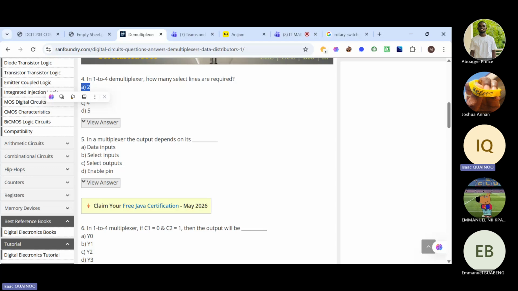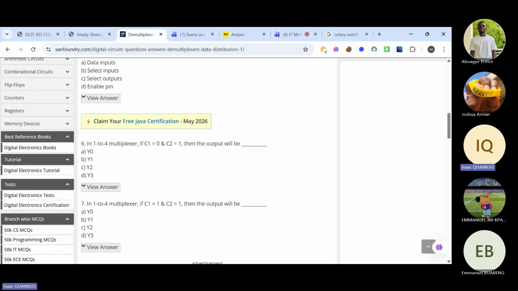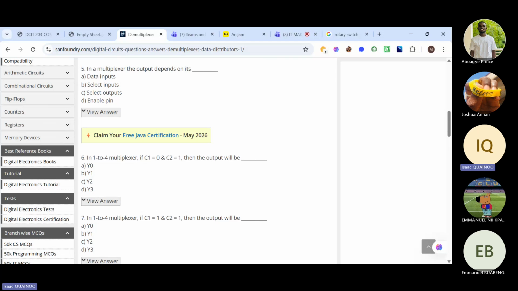So question 5, in a multiplexer, the output depends on: A, data inputs, B, select inputs, C, select outputs, and D, enable pin.